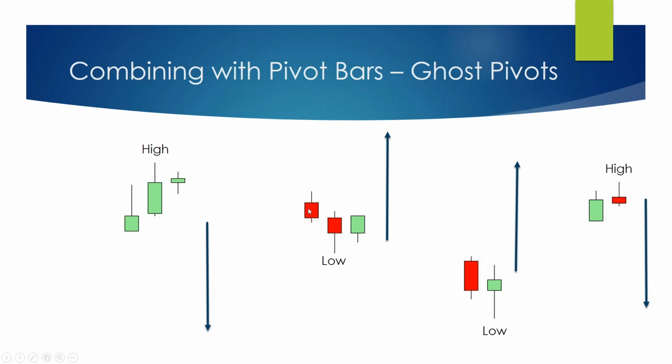On the low, you can see that we have bar 1, bar 2, bar 3. Bar 2 forms the low, and bar number 3 does not exceed either the high or the low of bar number 2, which forms your low.